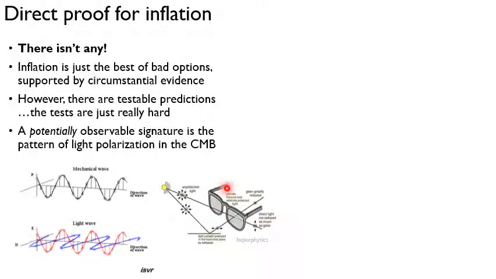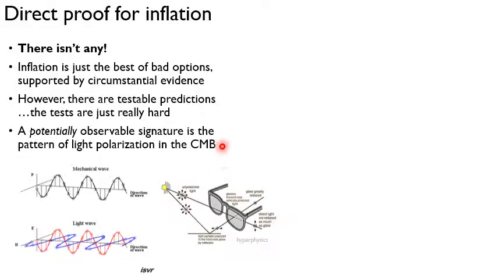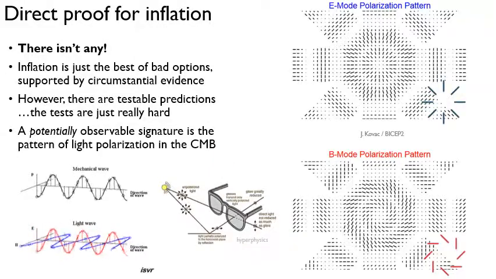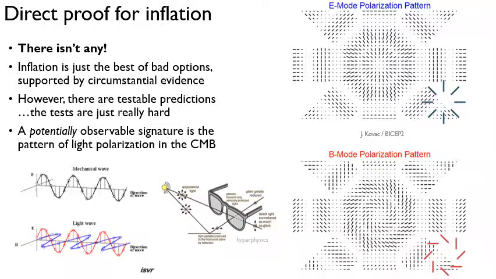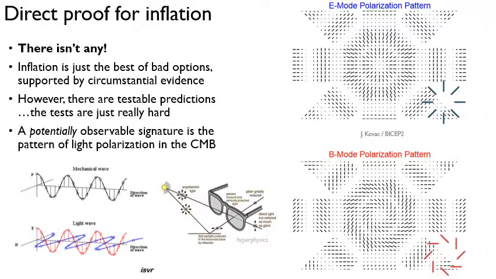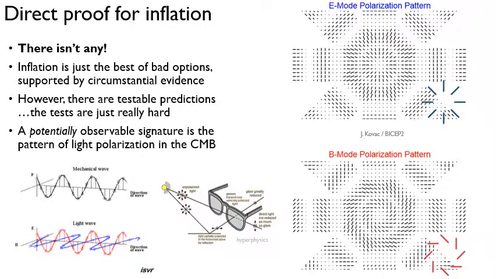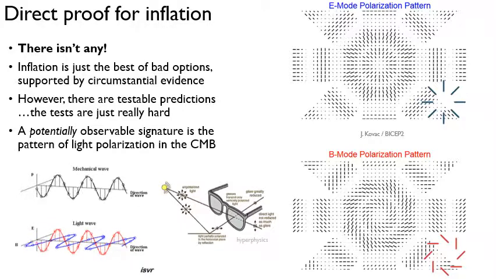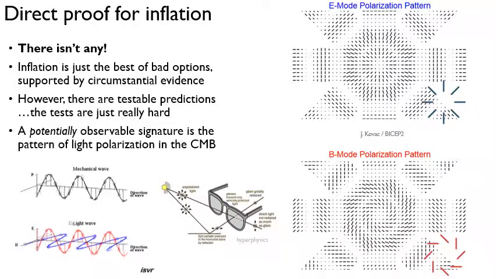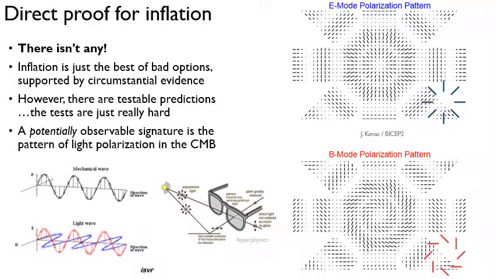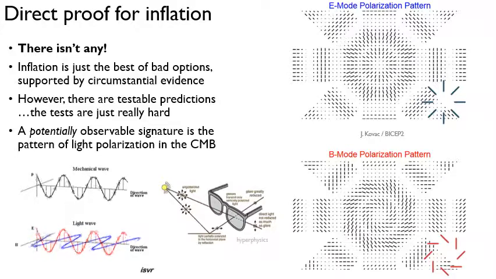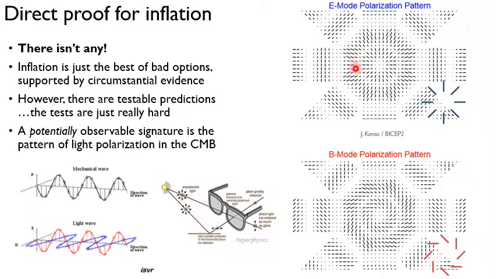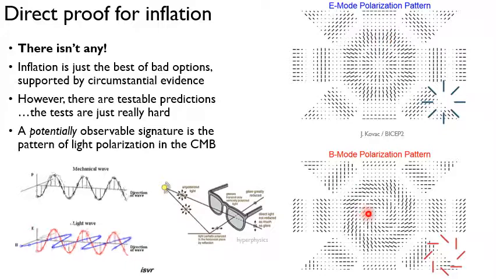So what does this have to do with inflation in the cosmic microwave background? It's a bit complicated to explain, but basically we expect a particular polarization pattern of the light that we observe in the cosmic microwave background if the inflation theory has actually occurred, if it's correct. So there are two main kinds of light polarization that we can have. This one is called an E mode. This one's called a B mode.